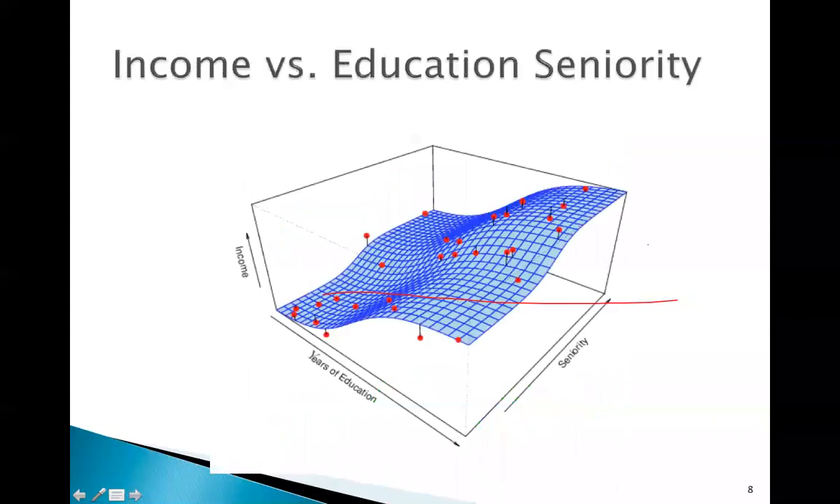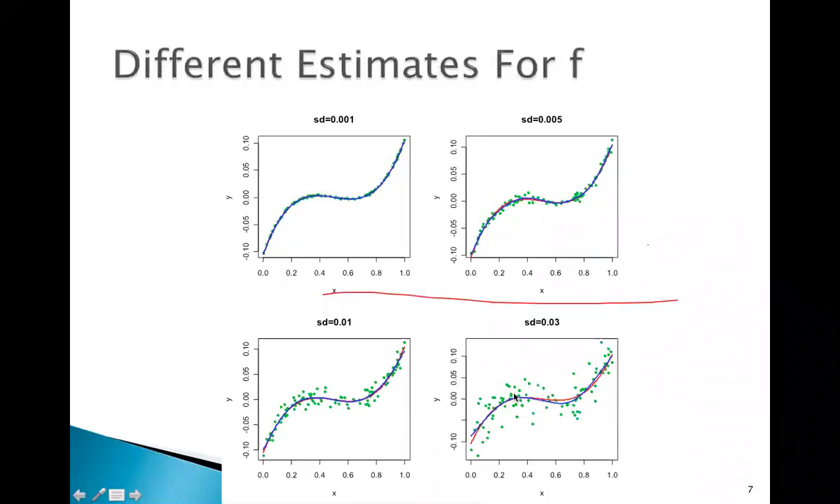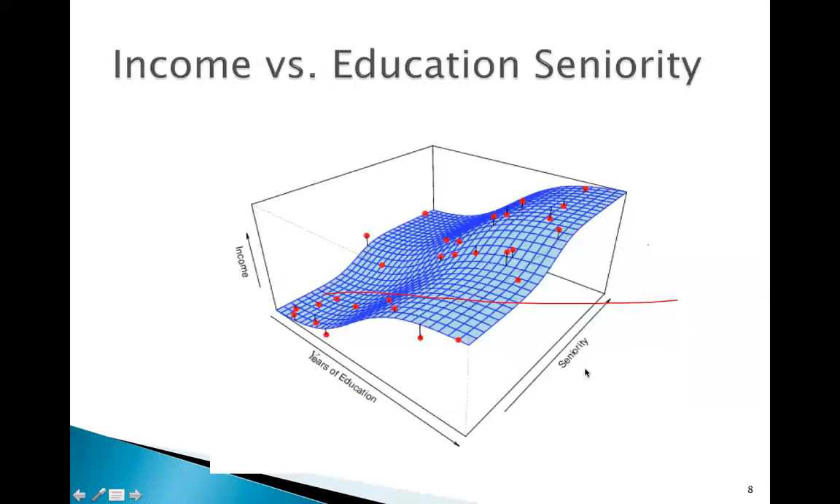Okay. So now here we are talking about two dimensions. This is one dimension, this is another dimension. Let's visualize it in 3D. Here the covariates are years of education and seniority, and income is our response. If we are trying to predict or estimate income based on education and seniority, you see this particular spline, which we will be using to model income. And you see these red dots, these are nothing but the errors.